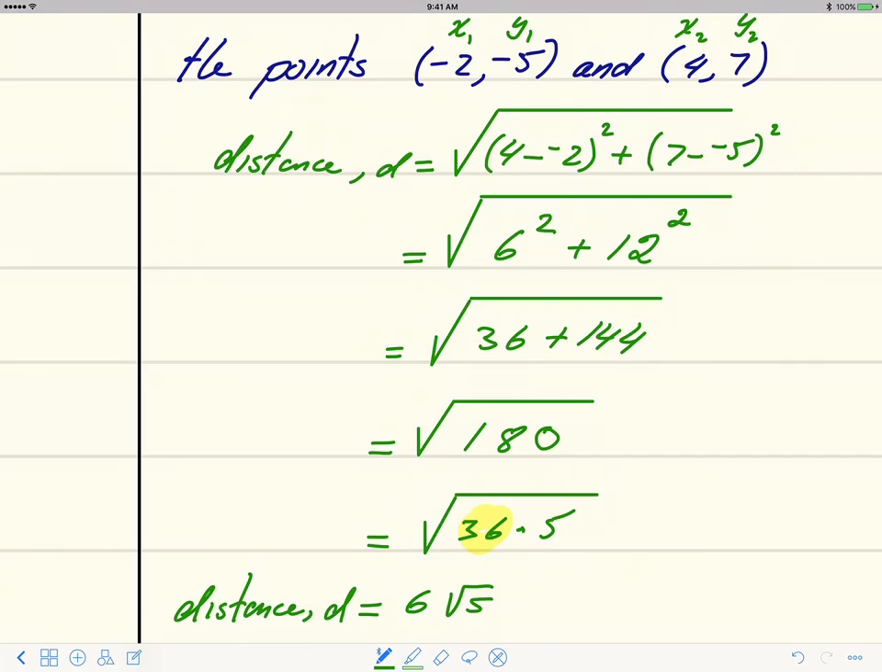And if you punch this in the calculator, then you get an approximation. Let's approximate this rounded to 3 decimal places, so that's 13.416 approximately. Okay?